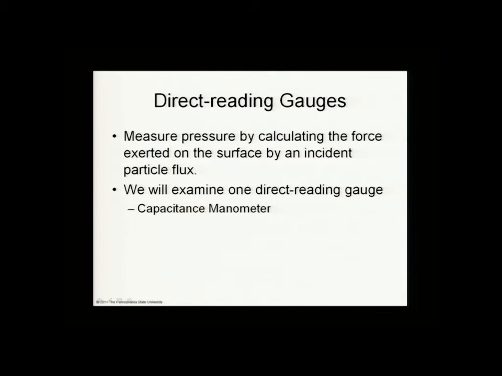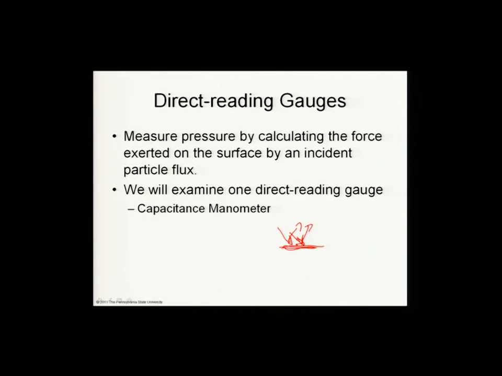And a direct reading gauge actually measures the pressure. It measures the pressure by calculating the force exerted on some surface by the incident particles. And we know how pressure works. Pressure is gas molecules actually bombarding a surface, exchanging momentum and leaving, thereby creating a force on the surface. So these types of gauges actually measure this force. And of course, force per area is pressure.